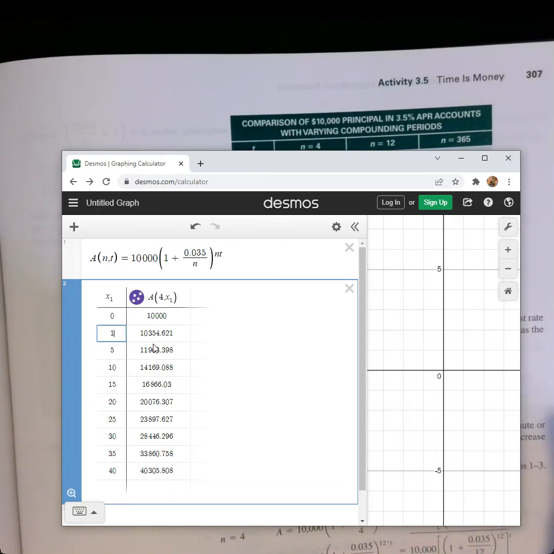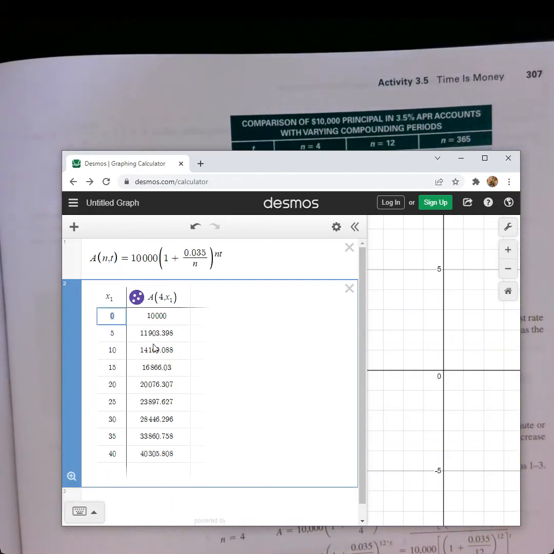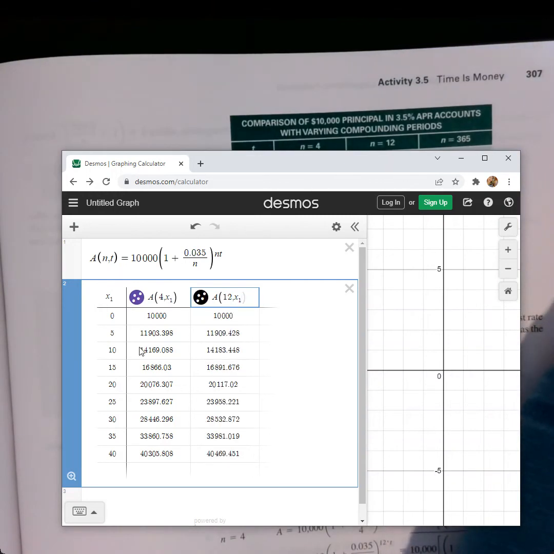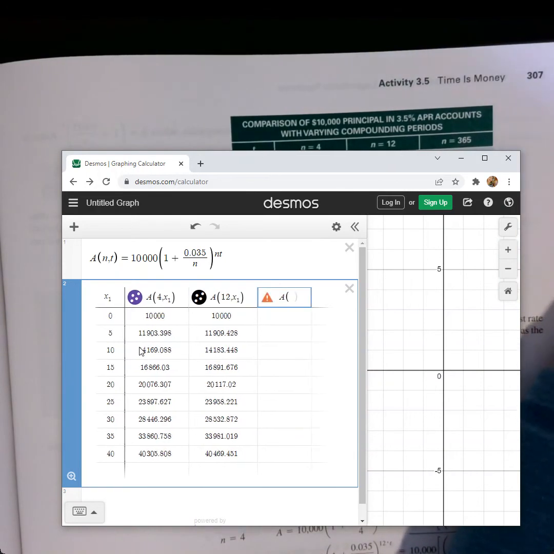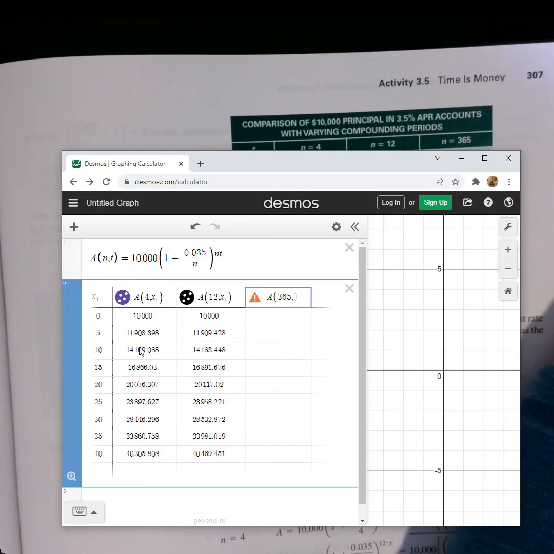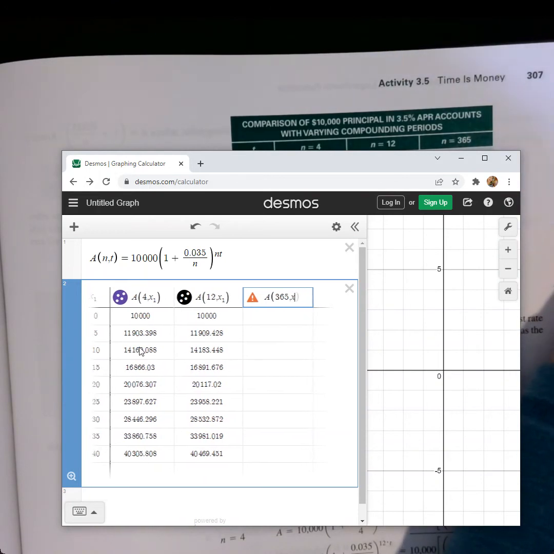I'm going to take that 1 back off because the table I need here doesn't need it. But just to make sure the function was working properly, I stuck it in there for a minute. Now I'm going to make other rows and call the function a again. But this time, I want n to be 12 for monthly, comma, the year values are still going to be found in our x1 list. So comma x1. And one more time, a of, we're going to do 365 for daily, comma, the year values, t's, are still found in our x1 column.